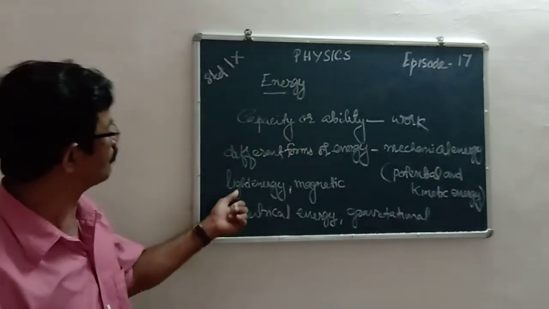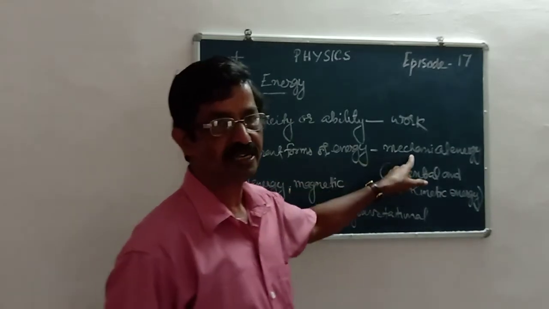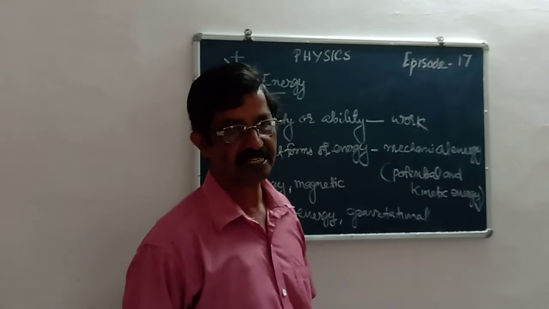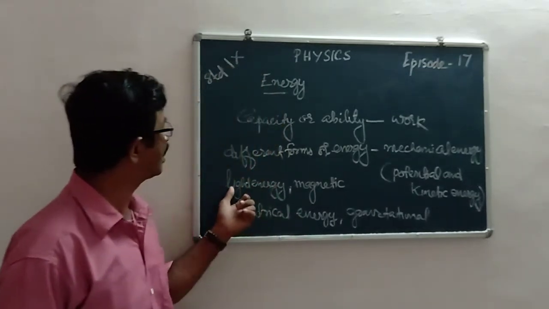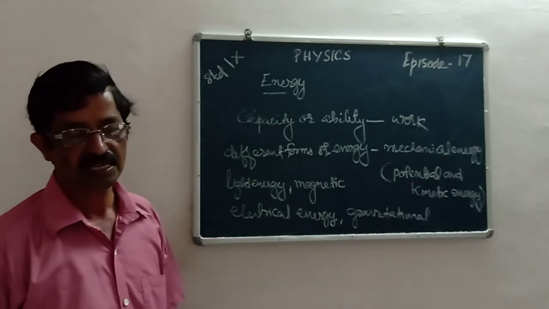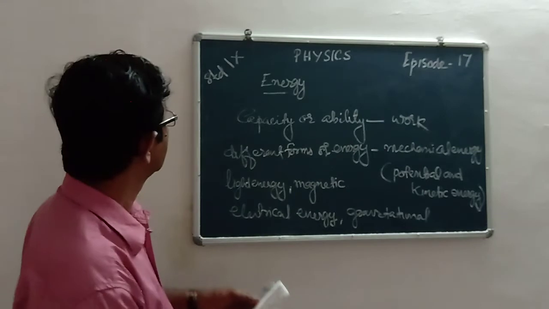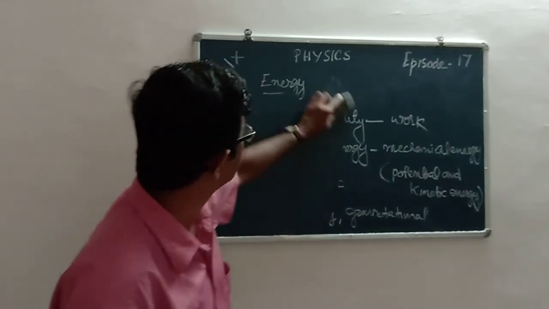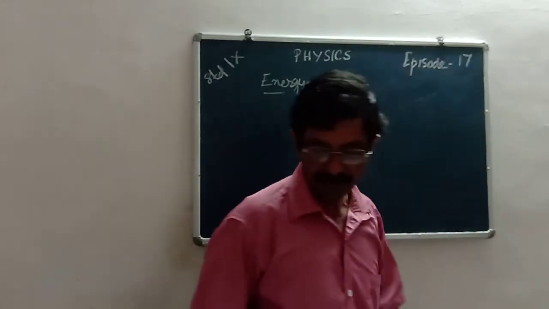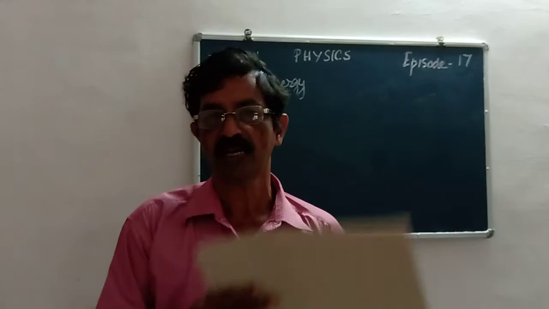The different forms of energy are mechanical energy, which consists of potential and kinetic energy. Then other forms are light energy, magnetic, electrical and gravitational, etc. Now for you, here is given an activity. See, the activity given for you, you try to do it in your home.